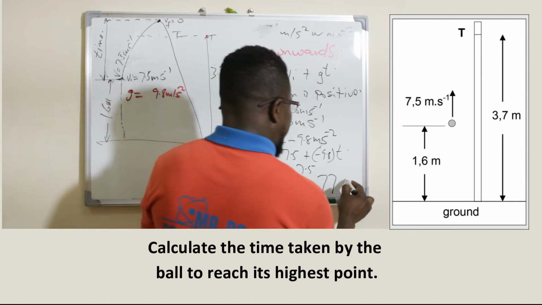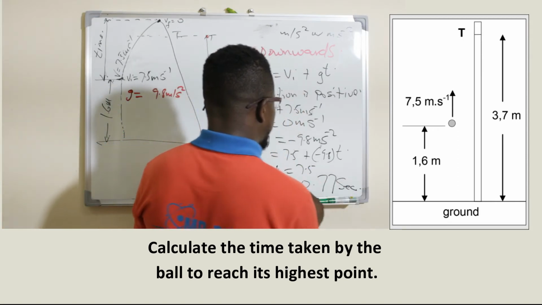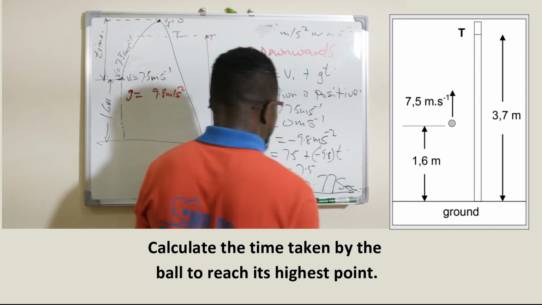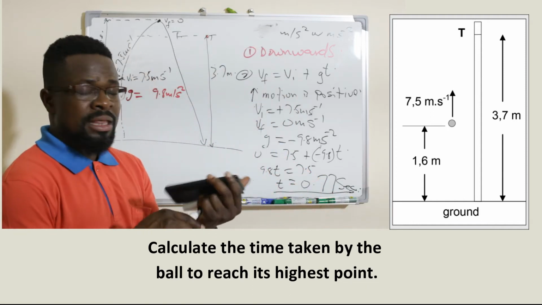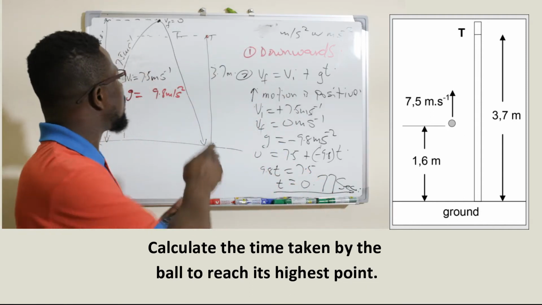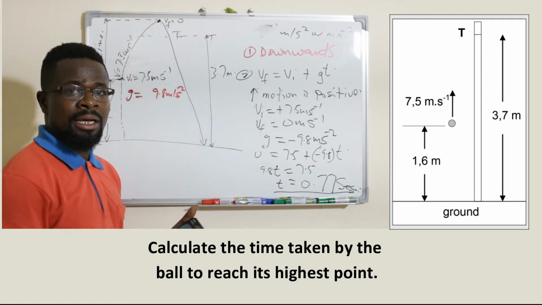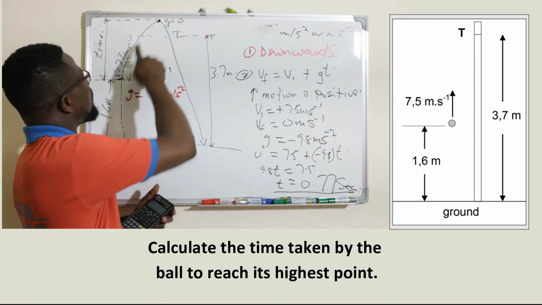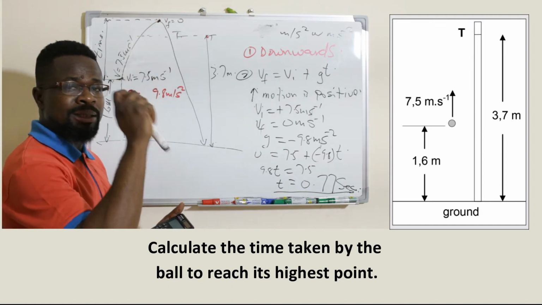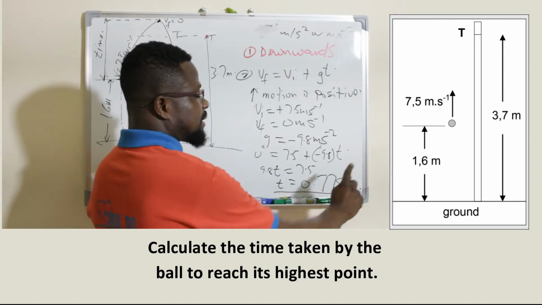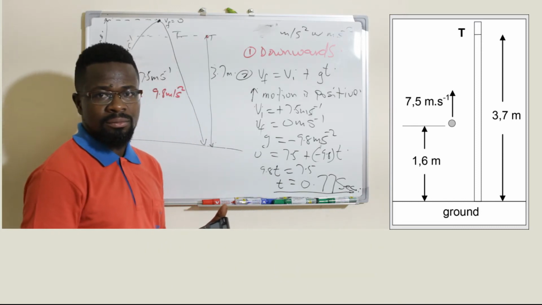0.77 what? Seconds. Time is measured in seconds. So question number 1 asks us to find the time it will take us to move from the point of projection to the maximum height. And from the point of projection to the maximum height, it took the ball 0.77 seconds to reach that point.